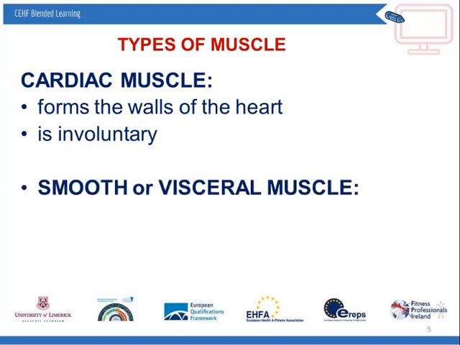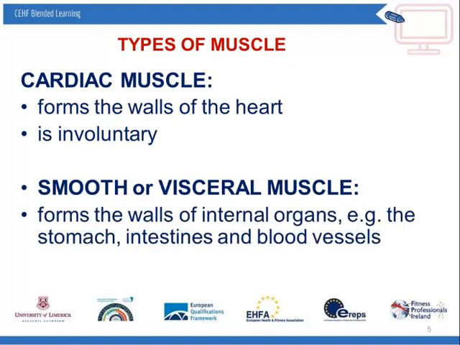The second type of muscle is smooth or visceral muscle, and this is the tissue that makes up the walls of some of the internal organs, so for example the stomach, the intestines and blood vessels. In the stomach and intestines, the movement of these muscles is called peristalsis, and this is a rippling effect which moves food through the gut. Our blood vessels can also expand and contract in response to the pressure created by a heartbeat, so this helps our blood to circulate around the body. This type of muscle is also involuntary.